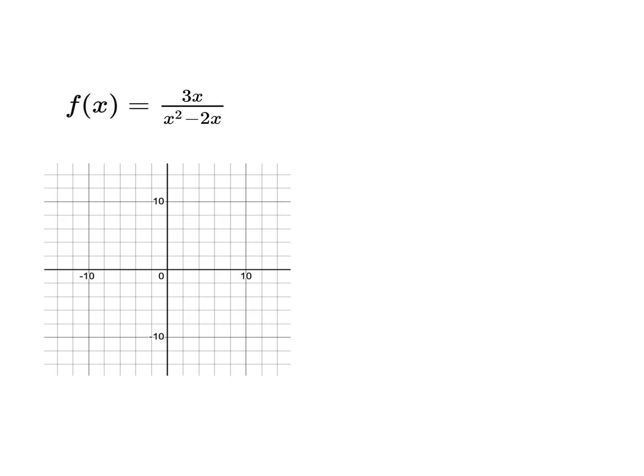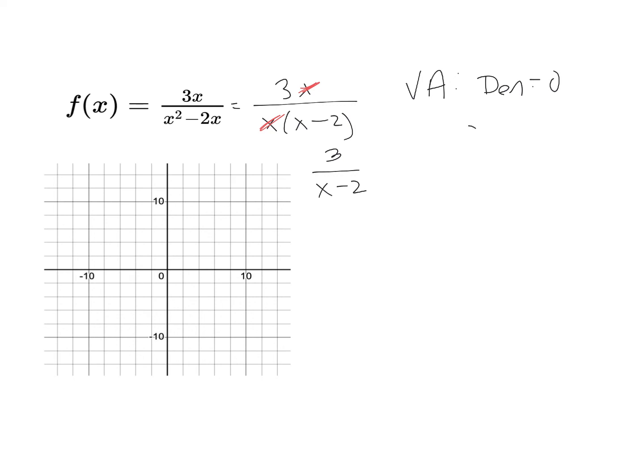And there's four main things we're going to try to find every time. First, we want to find our vertical asymptotes. That would be when my denominator equals 0. We always want to start by factoring and canceling if that exists. So there is one that exists here. So again, we'll review what that would mean. So I get 3 over x minus 2, meaning my vertical asymptote is at 2.